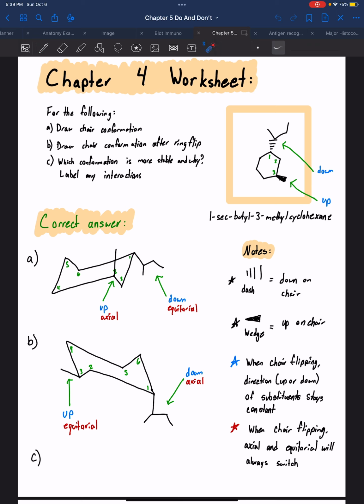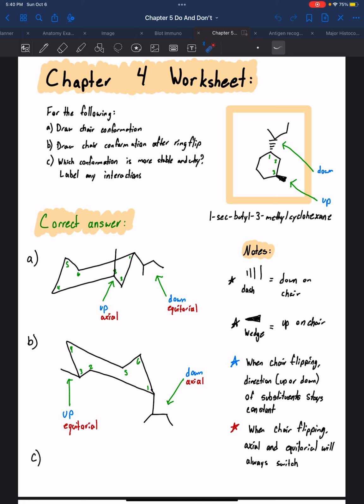Let me see. These were the questions you were pretty much asked, and this is a similar compound to what you were given. So the first one is draw the chair confirmation. Some of the notes that I wrote down over here will give you a clue as to how to approach this. Whenever there's something on the dash, just know that it's going to go down on the chair, and when something is on the wedge, it goes up on the chair. Over here I circled this dashed bond, and it's labeled as down. This methyl group is wedged, and so it's labeled as up.